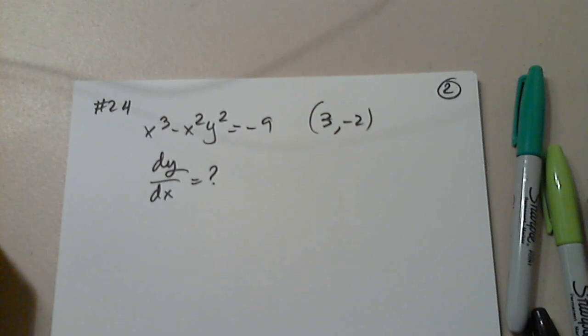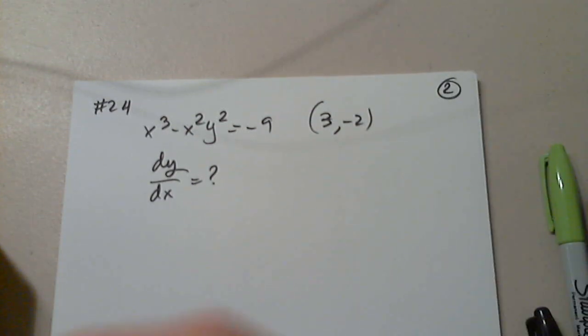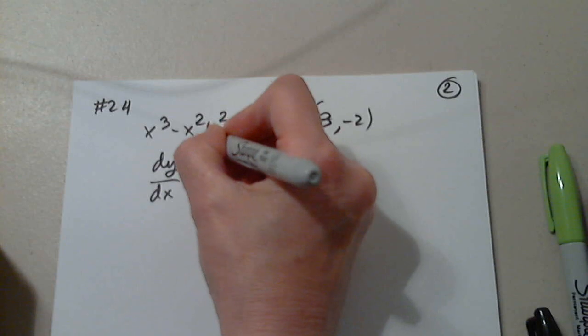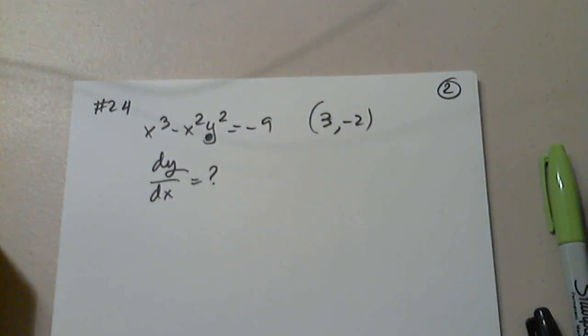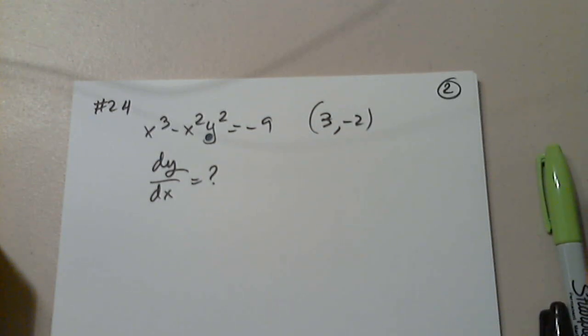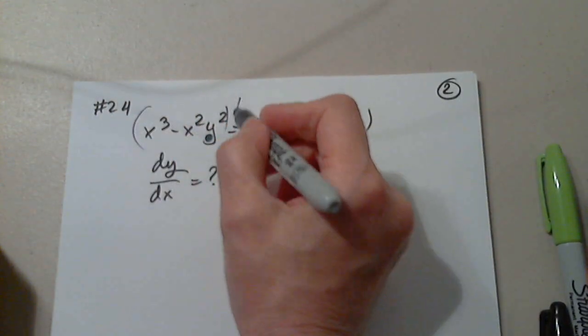If you have any difficulties with the concept, it means that y is a function of x. Put a dot under y, so you don't forget that that is a function. It's not a variable. It cannot be treated as a variable. Okay, perfect. So then we are going to differentiate implicitly.